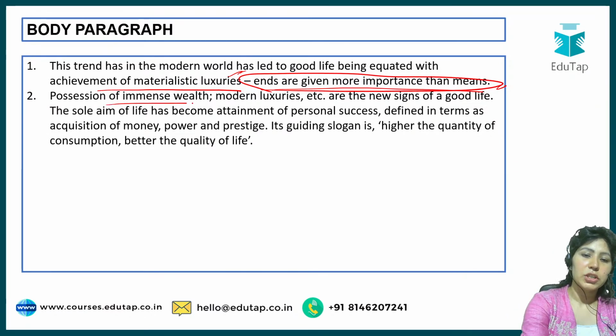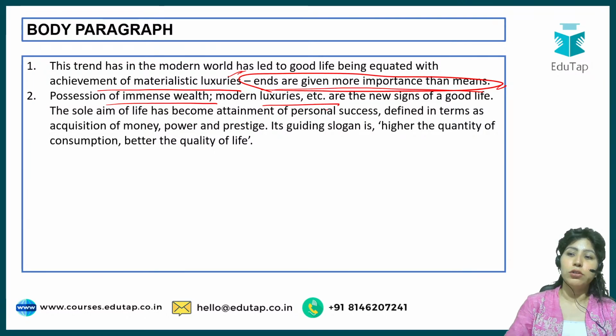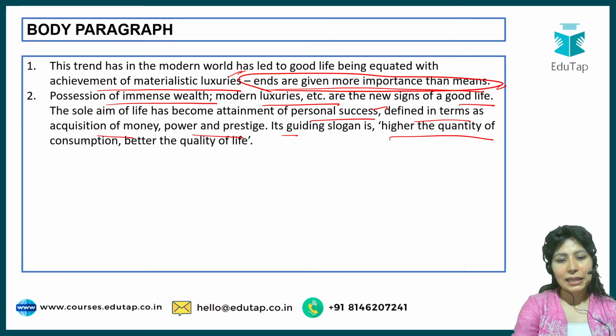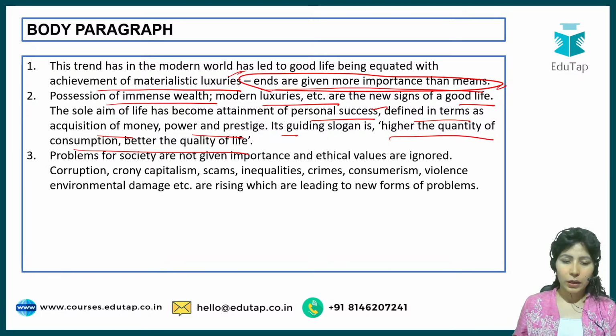Secondly, possession of immense wealth, modern luxuries, etc. are the new signs of good life. The sole aim of life has become attainment of personal success, defined in terms of acquisition of money, power, and prestige. Its guiding slogan is: the higher the quantity of consumption, the better the quality of life. So here you are validating the question.